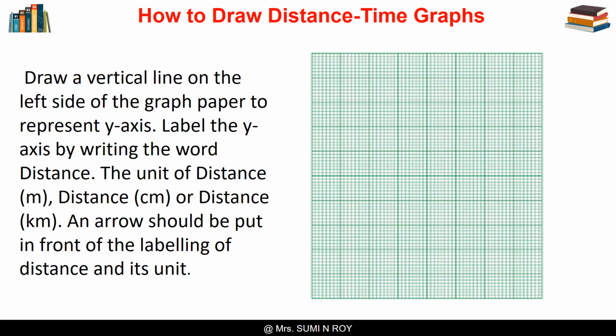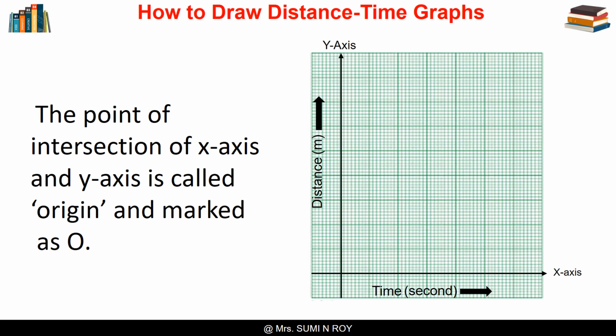Now draw a vertical line on the left side of the graph paper to represent the y-axis. Label the y-axis by writing the word distance. The unit of distance can be centimeter, meter or kilometer. An arrow should be put in front of the labeling of the distance and its unit, like distance (meter). The point of intersection of x-axis and y-axis is called origin and marked as O.